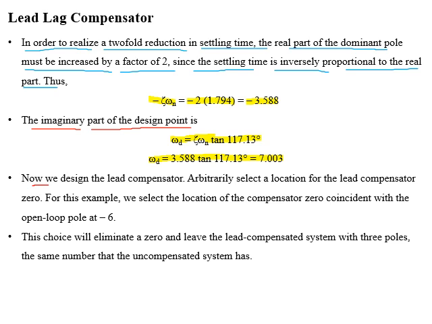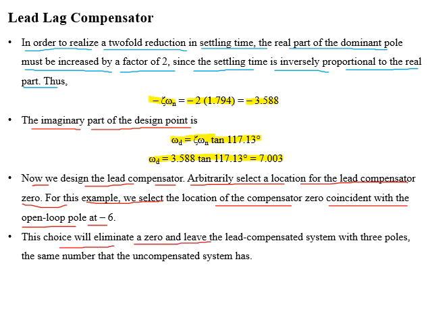Now if you look at root locus in previous slide, you will observe that the new design point, which is -3.588 ± j7.003, is not the part of root locus. And to achieve this specification, root locus must pass through this desired point. Now for this, we will reshape the root locus with the help of lead compensator. For this, we select the location of compensator zero coincident with the open loop pole at -6.